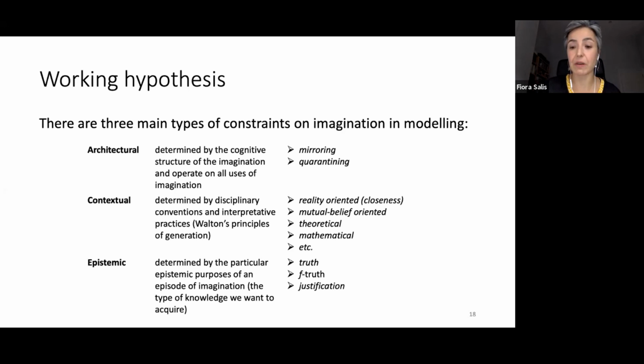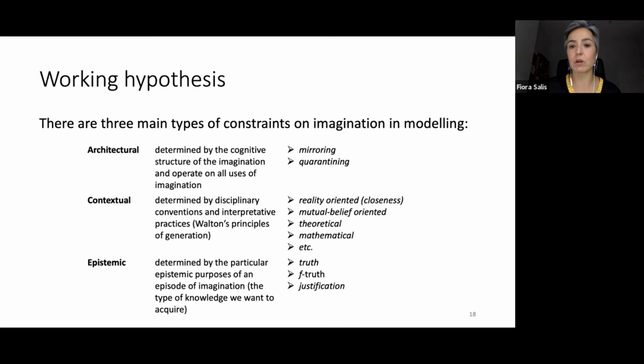Theories are very important in many types of modeling practices, not all of them, but of course in physics and in economics, theories play a very important role, less in biology, for example. Mathematical constraints are present everywhere in the modeling practice, and especially in the case of the ideal gas model, we have theoretical and mathematical constraints at work there.